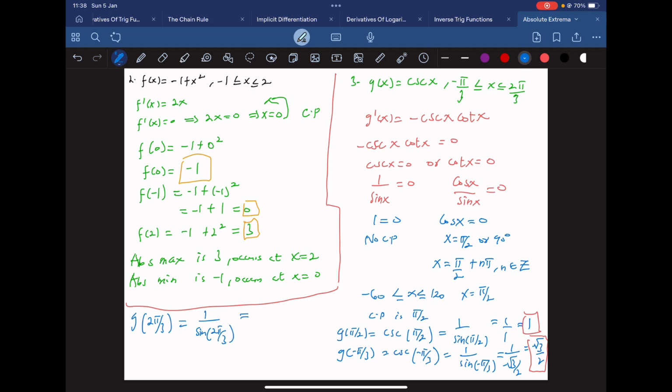and sine of 2 pi over 3 is just root 3 over 2, so we have 1 over root 3 over 2, which is basically 2 over root 3. So we have these three values, and we have to select which one is the maximum and which one is the minimum. So looking at the 3, which one do you think is the maximum?